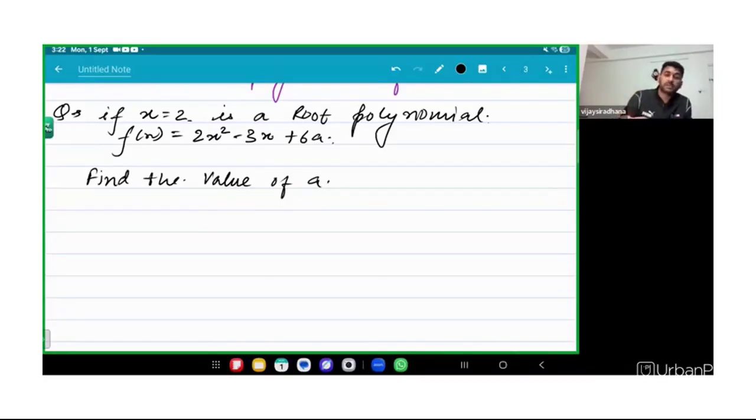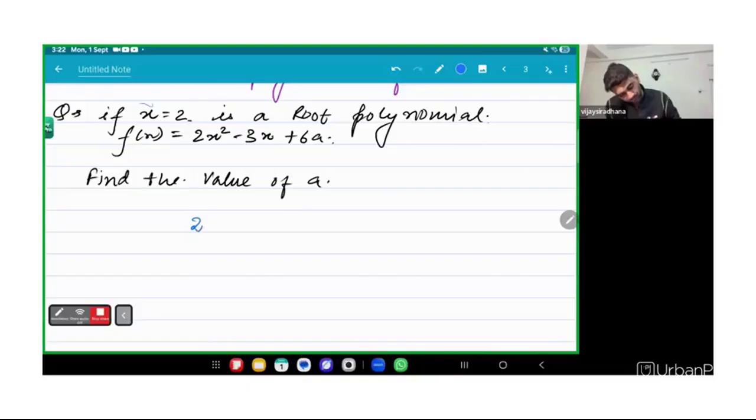So what we are going to do is equate this thing with 0 to get the value of a. Wherever x is there, we need to replace the x with 2. So 2 of 2 square minus 3 of 2 plus 6a, and you need to equate it with 0 because they are already telling that it is a root.